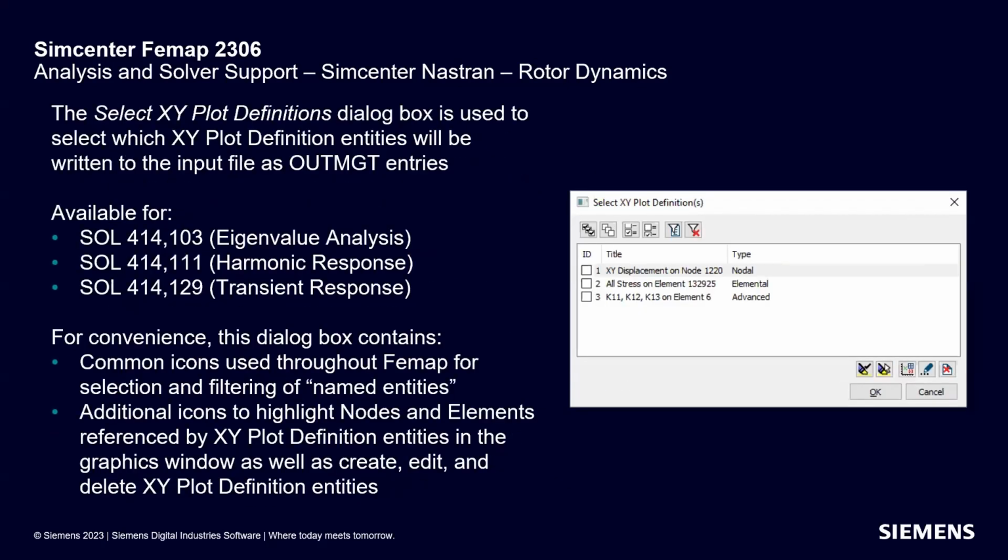Again, the XY plot definitions dialog, you can use this in 414.103, 414.111, 414.129. Some common icons that are used throughout Femap for selection and filtering of named entities are used in this dialog box. So if you have these defined, you have options like select all, remove all, select which ones you have, turn off the ones you don't have, etc. And you can do some filtering. So if you've given them some names, you can certainly find them a little bit easier in there.